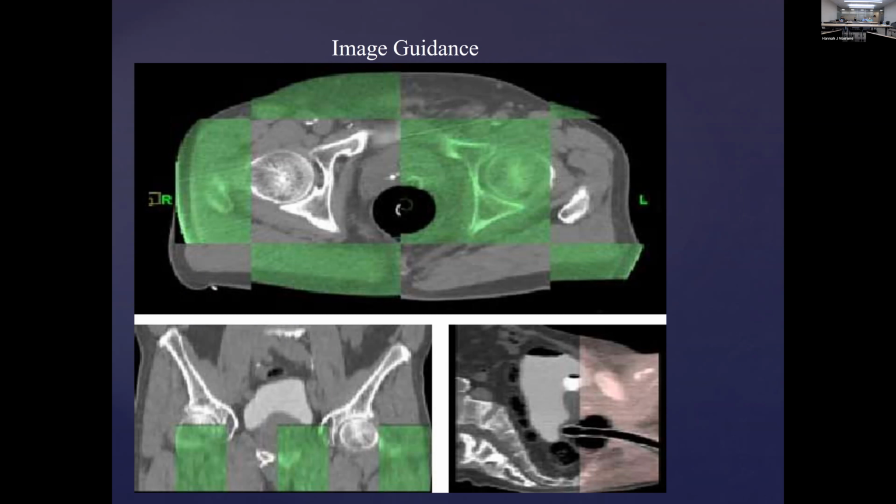This happens to be a prostate cancer patient. Rectum. You're lining up, but you can line up bones. You can put gold seeds in the tumor and line up the gold seeds, but that's called image guidance. So we routinely use image guidance for our sarcomas too.